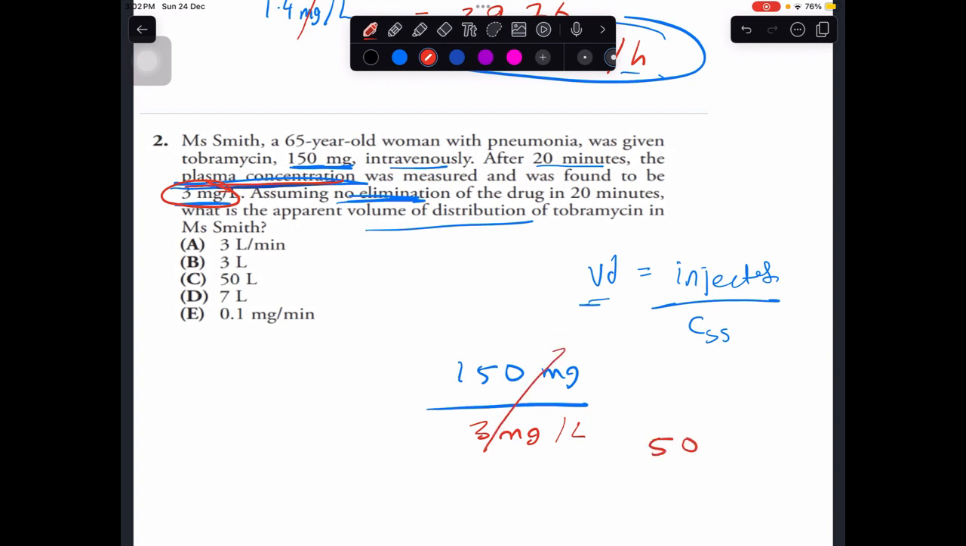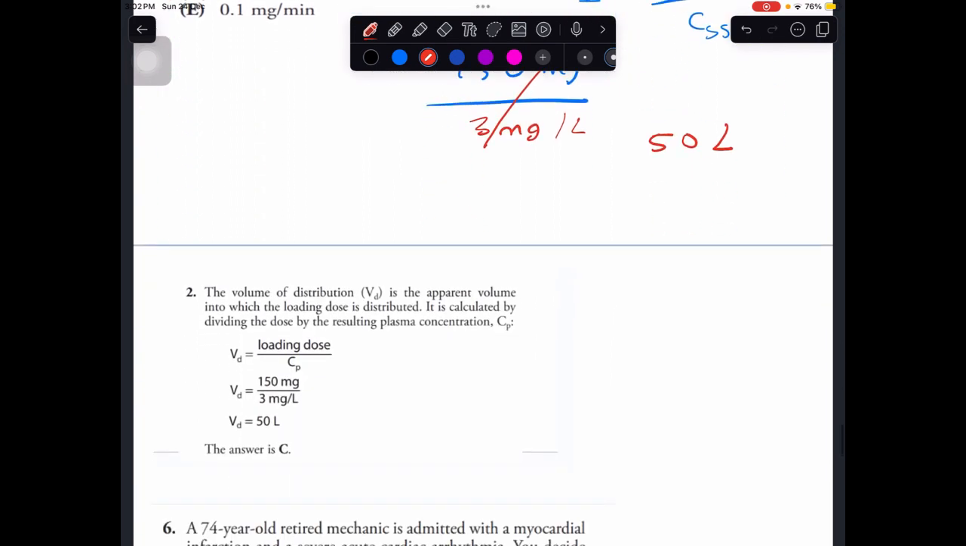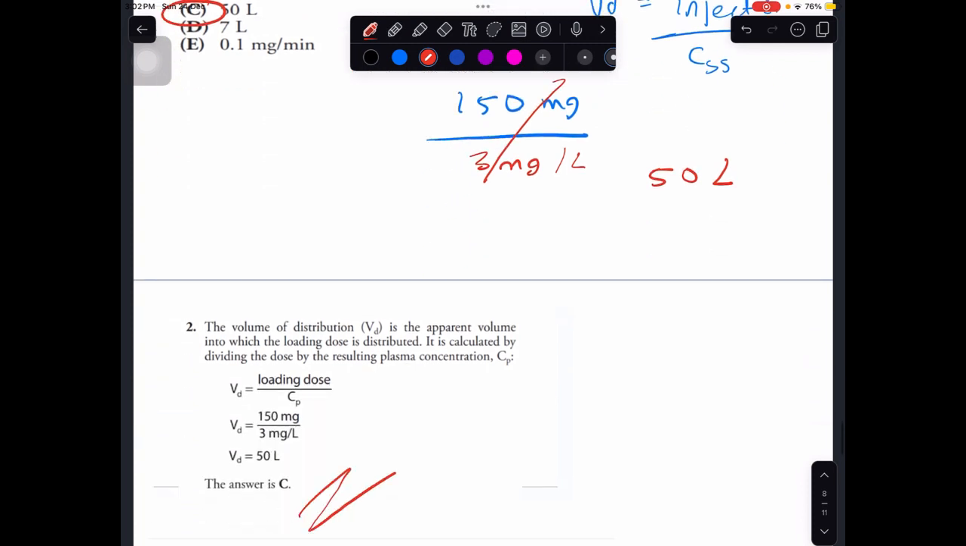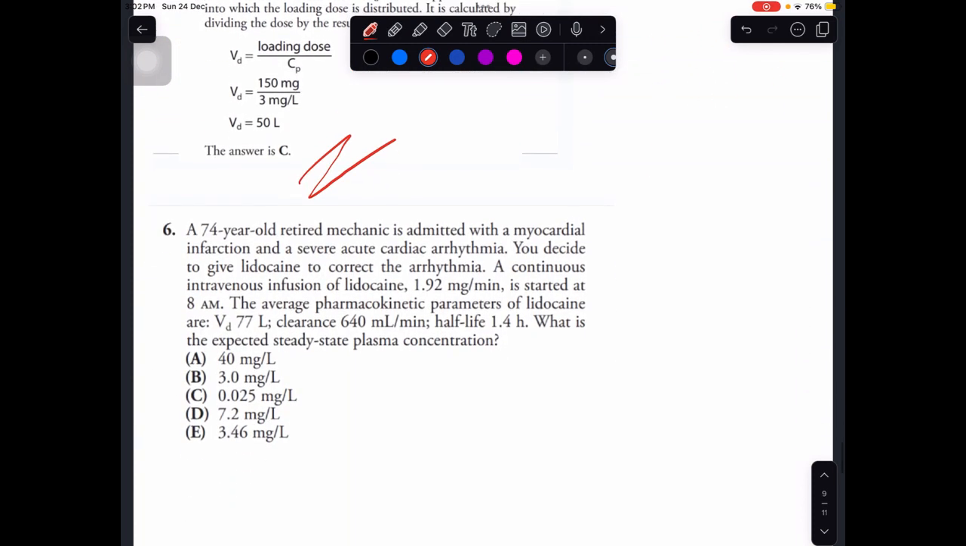50. This is cancelled, liters. Do I have 50 liters? Yes. So the answer is C. This is the explanation. This is the answer. Okay? Pretty simple. Next question.